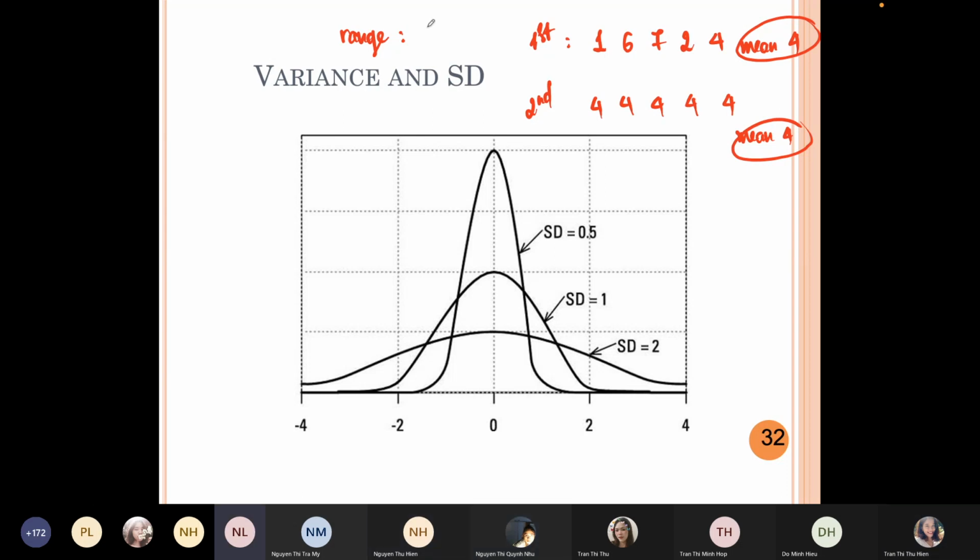6. Right. Because the smallest value is 1 and the largest value is 7. But what about the range for the second group? 0. Right.